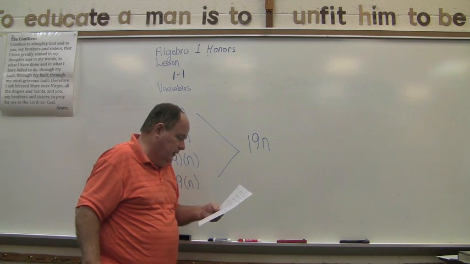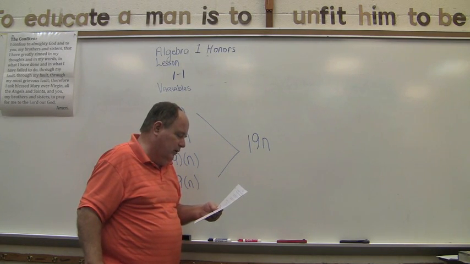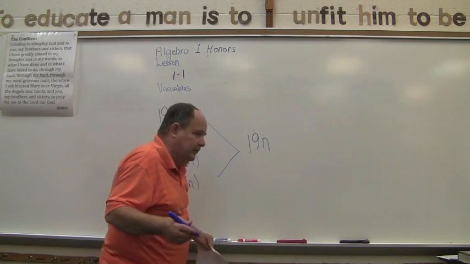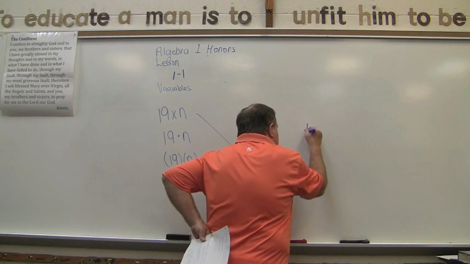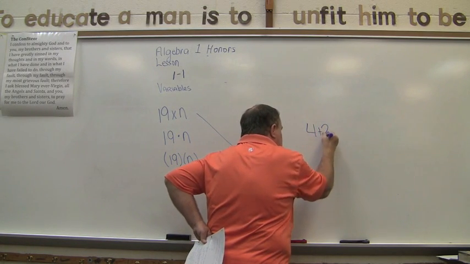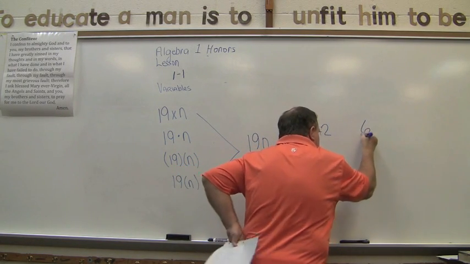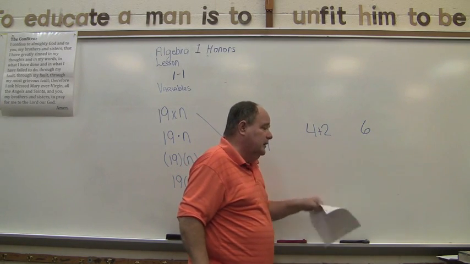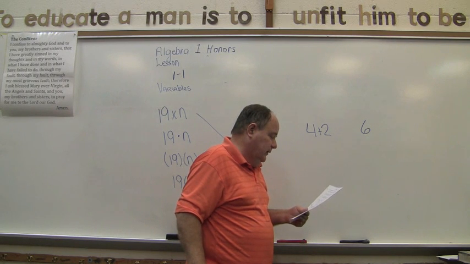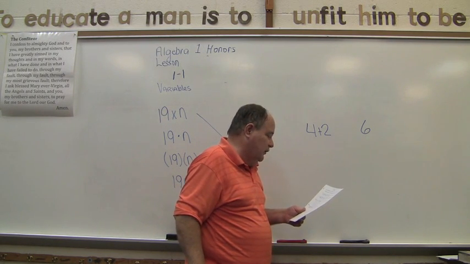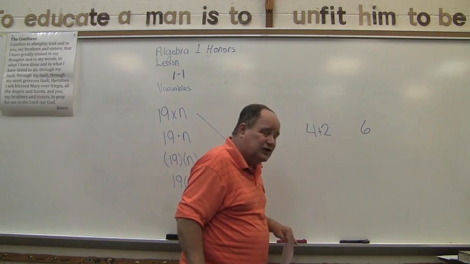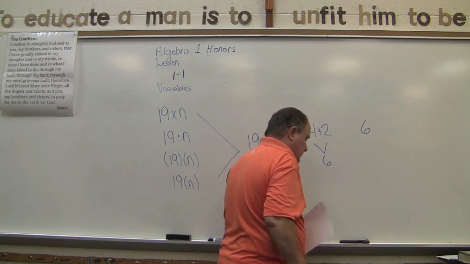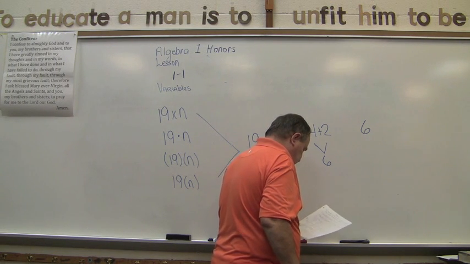The number named by a numerical expression is called the value of the expression. So for example, if I say 4 plus 2 and I have 6, both of these are equivalent, they're equal. The number named by a numerical expression is called the value of the expression. So 6, even though this is 4 plus 2, will be called the value of the expression.